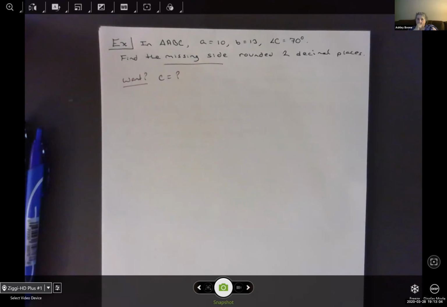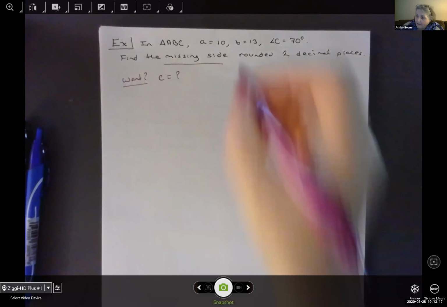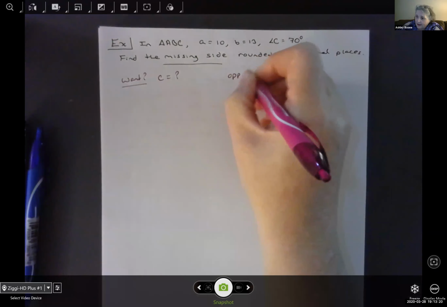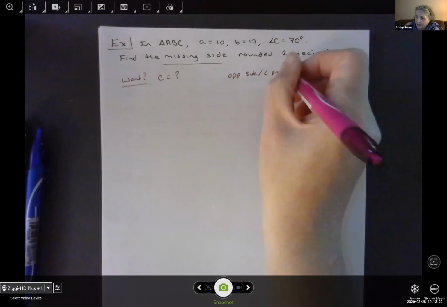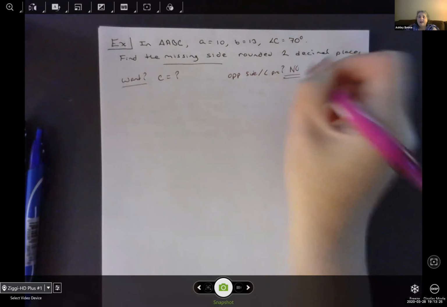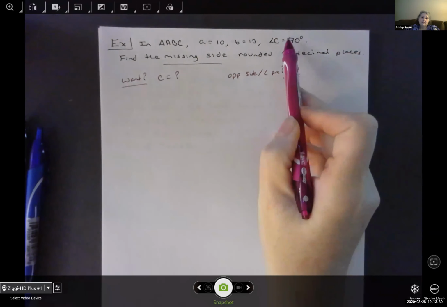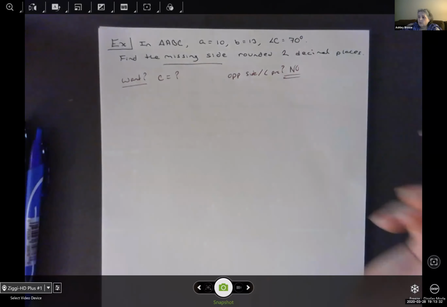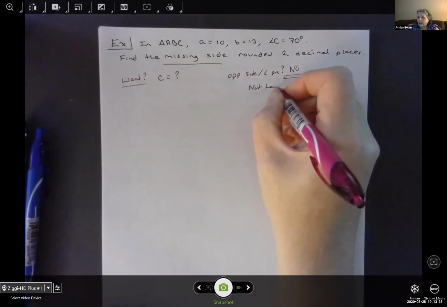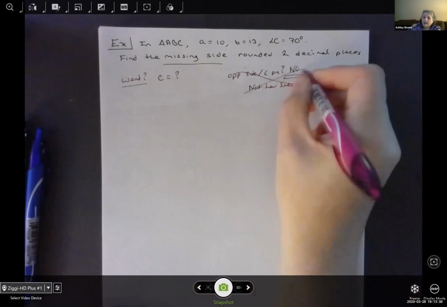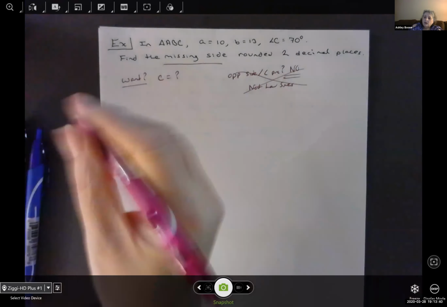Well, as we look at this, we don't know if we have a right triangle. Most likely we don't, but we don't know. So we can't use right triangle trig. First of all, do we have an opposite side-angle pair or a way to get it? Nope. I have angle C, but I don't know side C, and I don't have either of my other angles to know an angle opposite of side A or B. So we're not going to use the law of sines. We're going to jump to the law of cosines.